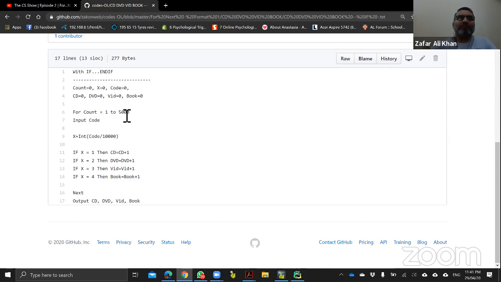For count is equal to 1 to 5,000, input the code. Now remember, the code is of 5 digits. All right. So if we divide 5 by 10,000, we are left with, hold on, let me explain this.